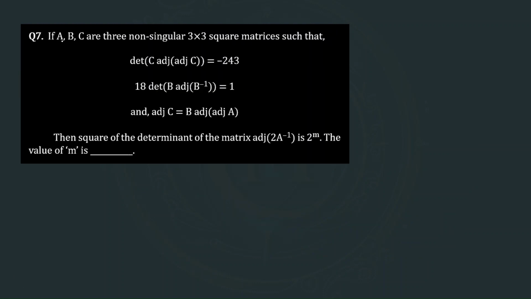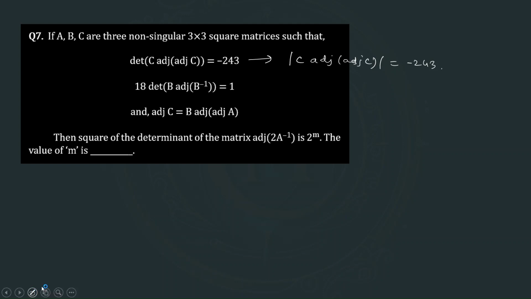The next question says that if A, B, C are three non-singular 3 by 3 square matrices such that this holds true, this holds true, and this holds true, then the square of the determinant of the matrix adjoint of 2A inverse is 2 to the power m. We have to find the value of m. So here the first equation is determinant C adjoint of adjoint C is equal to minus 243.